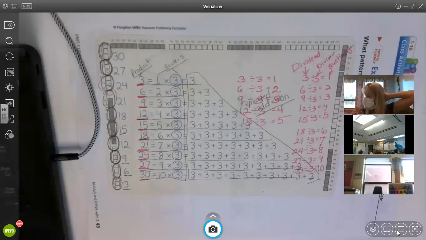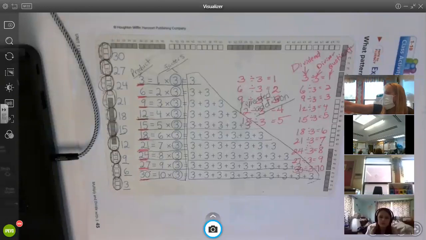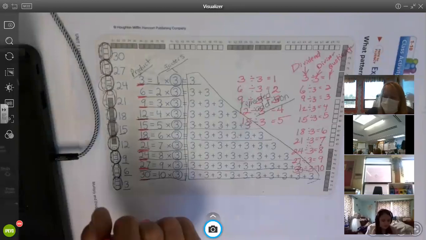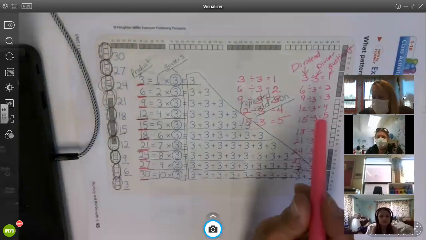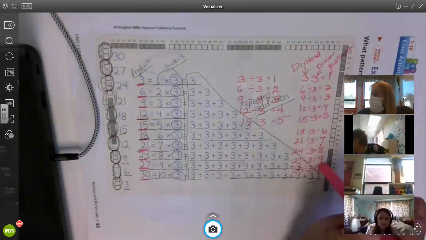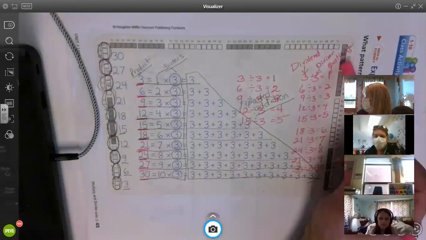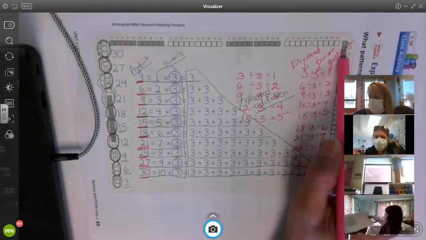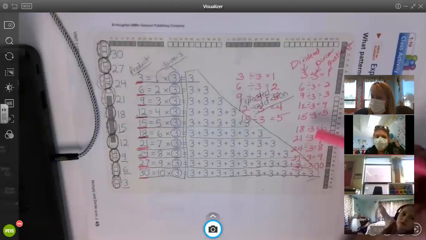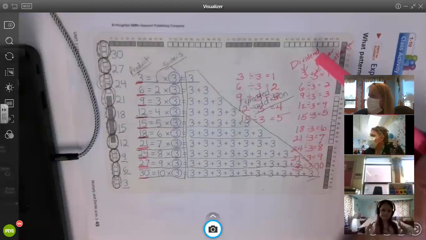I heard some good stuff from this group in the middle. Who would be willing to share? Elena. The quotient is counting by ones. I love how she knew her words, her vocabulary. Paxton. The divisor is always 3. Who can tell me about the dividend? Serne.